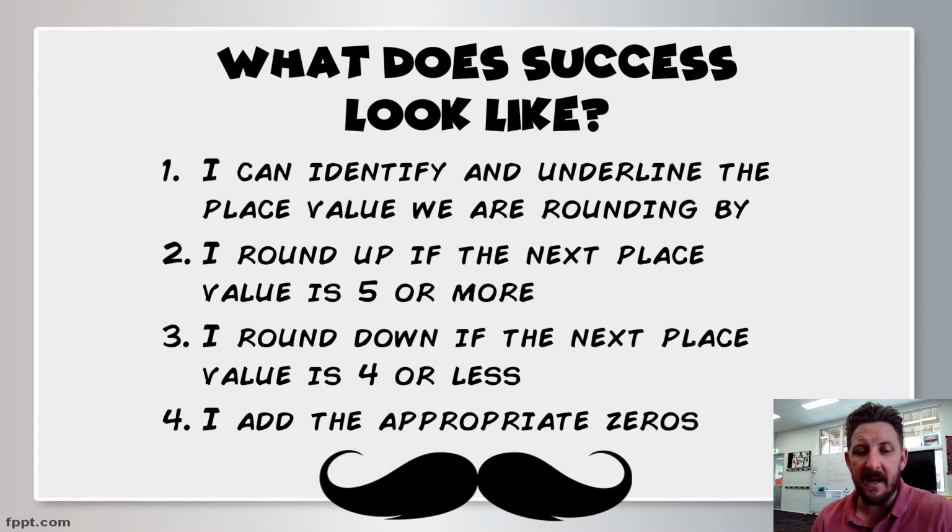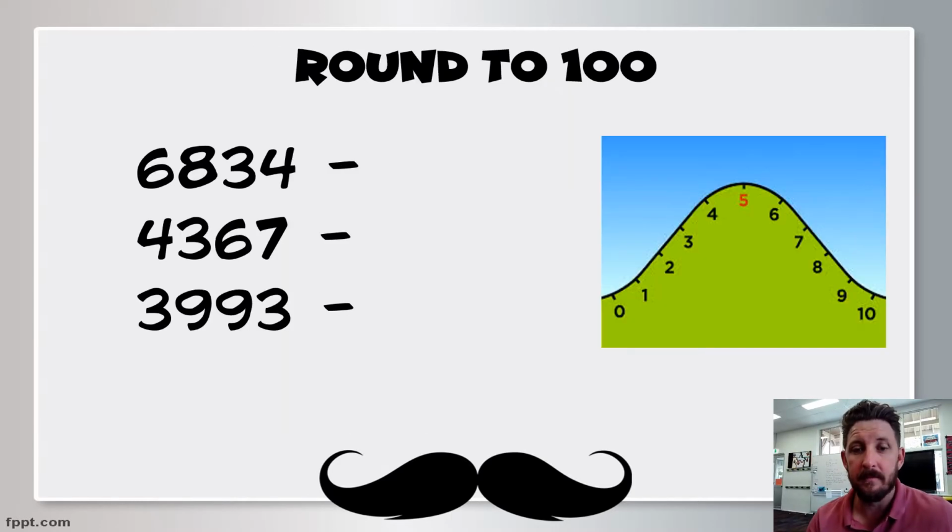Now the last part here, and it probably needs a little bit more explanation, is I add the appropriate zeros. When I underline my thousands house, let's say I'm working with thousands, and I change it, I either go up or I take it down, there are 2 more houses there that I have to put zeros back in, but I'm going to show you how to do that when we start looking at our examples.